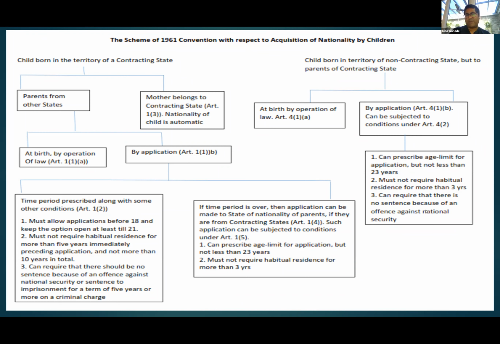Okay, and even here, in case of application, the 61 convention says that countries can impose certain requirements for that. For instance, they can prescribe age limit for application, but this must not be less than 23 years. They must not require habitual residence for more than 3 years. And they can require that there is no sentence because of an offense against national security, let's say in this case of Germany. So this is the scheme with relation to the other dimension, where only the country of nationality of parents of the child that's otherwise born stateless is a state party to the 1961 convention. Trust me, if you read the provisions of the convention just on their own, this really becomes cryptic. But I hope that this chart, which also has been uploaded on the course site, helps decipher, unpack, deconstruct the convention in a much more accessible manner for all of you.